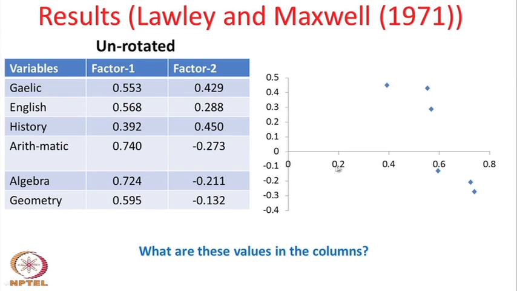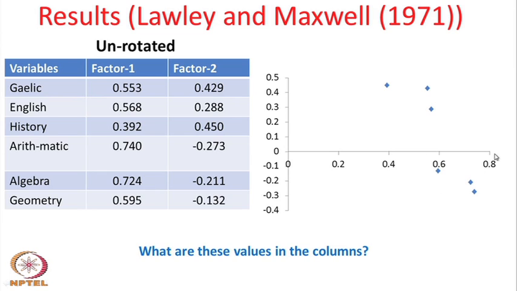You will see this is basically for different factors, for example factor 1 and factor 2, these are the 2 axes. Now, Gaelic 0.553 and 0.429, this is the first one. Second, English 0.568 and 0.288. Then the third one is history, 0.329 and 0.450. And then arithmetic, algebra, geometry come under this side.